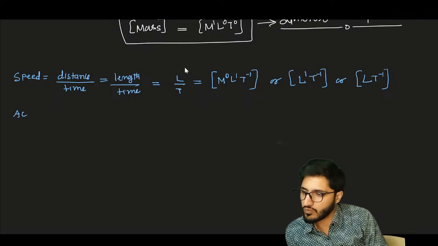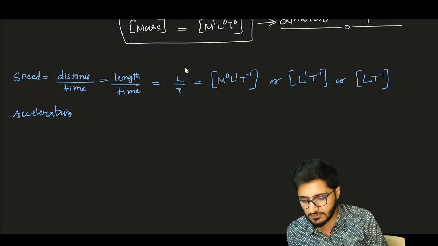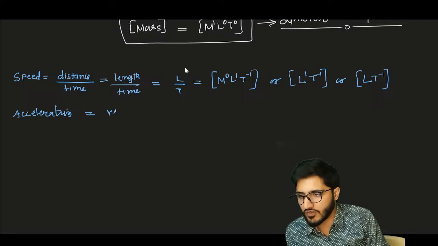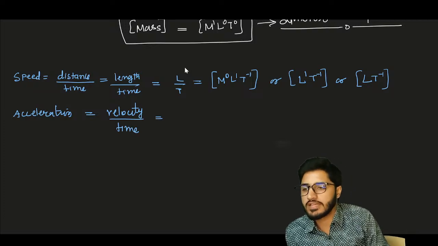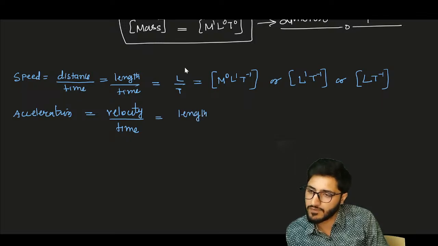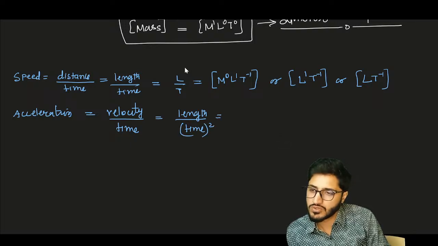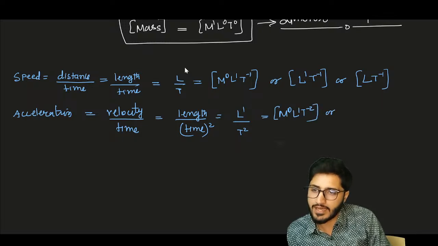What would be the dimensional formula of acceleration? It is basically velocity by time. Also, it is length by time square. So length is L, 1 time, and time is T, 2 times. So I can write it as M0 L1 T minus 2, or simply LT minus 2.